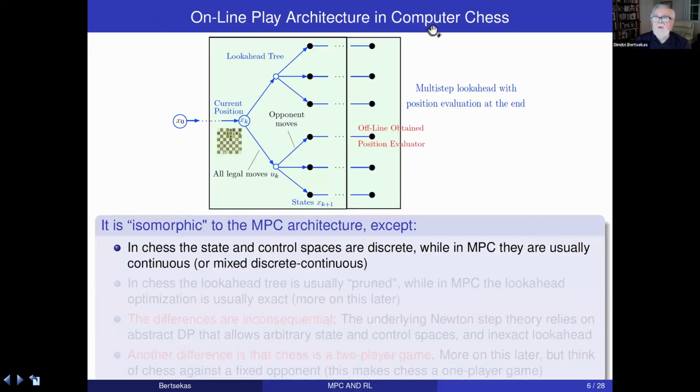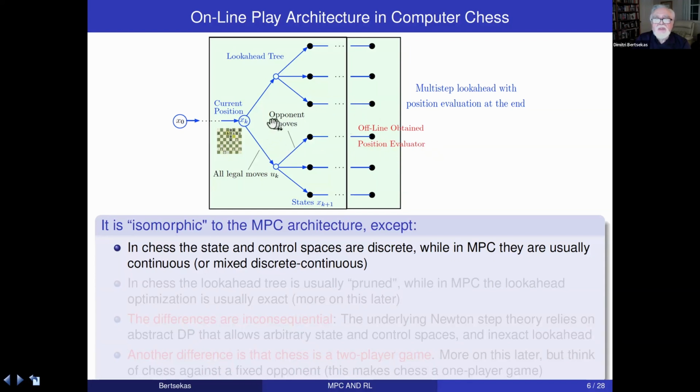And let me go now into computer chess. It also involves multi-step look ahead with a position evaluation at the end. So at the current position or current state, we consider all possible legal moves, which represent the controls. Then we consider the moves of the opponent, and that's the first stage of look ahead. Now, there are multiple stages like that, and at the end, we look at the position obtained, and we evaluate it using the offline obtained position evaluator.